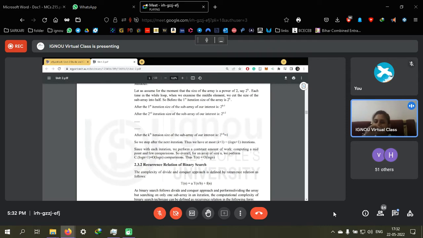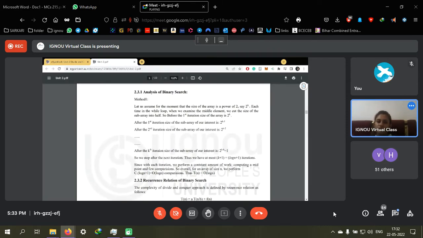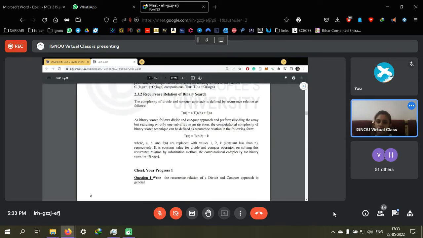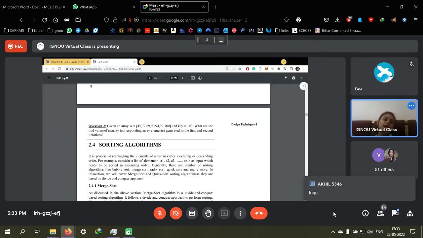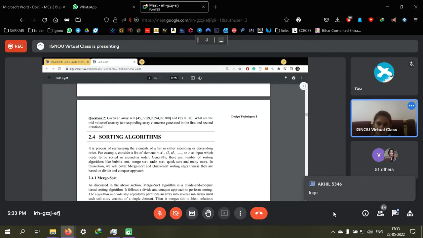What will be the complexity of binary search? Log n, because each time we are dividing our elements into two subparts.